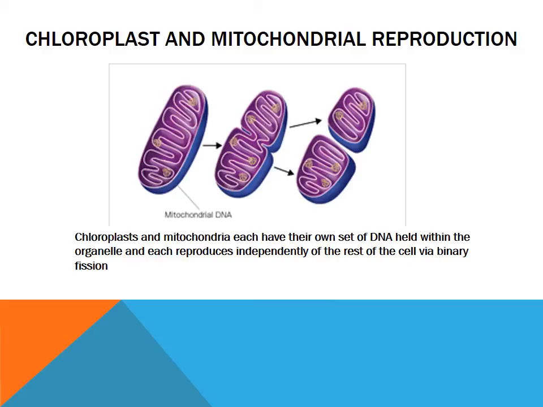Chloroplasts and mitochondria will each have their own unique sets of DNA inside of them, different than the DNA in the nucleus. And they're going to independently reproduce. And they don't reproduce when the rest of the cell reproduces. They reproduce based on the needs of the cell.